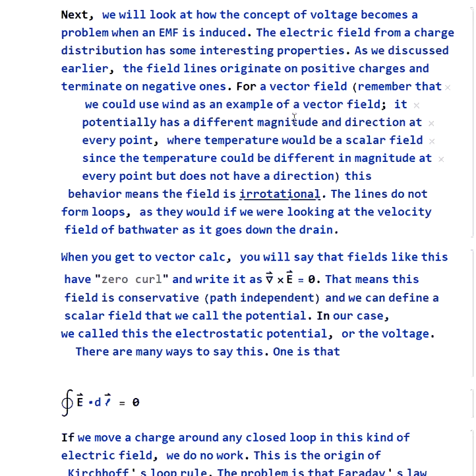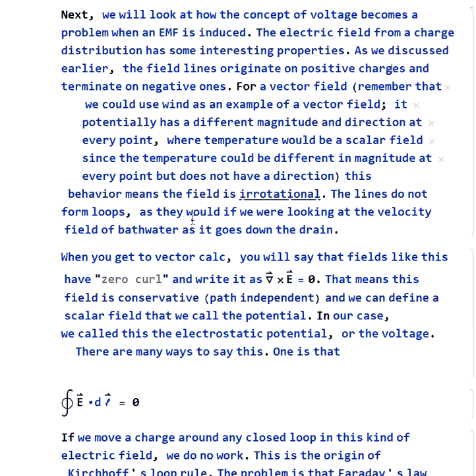So, for a vector field like we get from just an assortment of charges, what we find is it's irrotational. What that means is the lines leave some points, positive charges, and they terminate on other points, negative charges, but they don't form loops. If we were instead looking at the velocity field of bathwater going down the drain, that is not irrotational. It does form a loop as it circles around the drain.